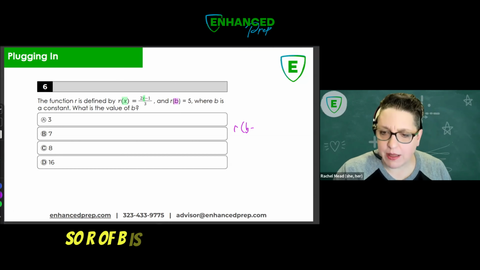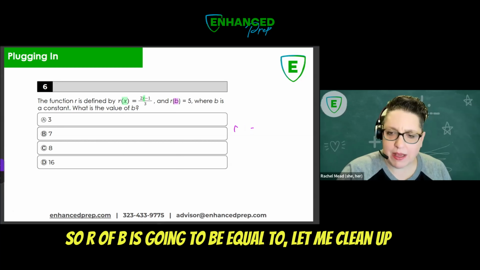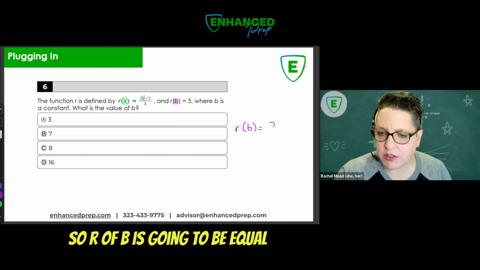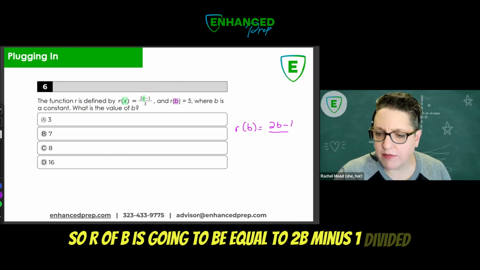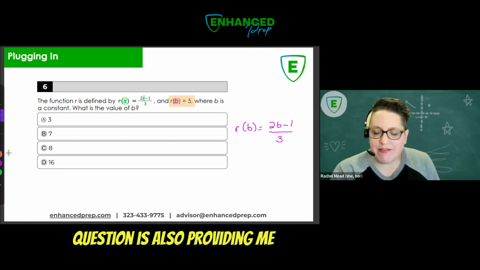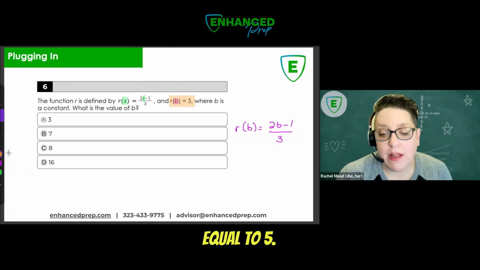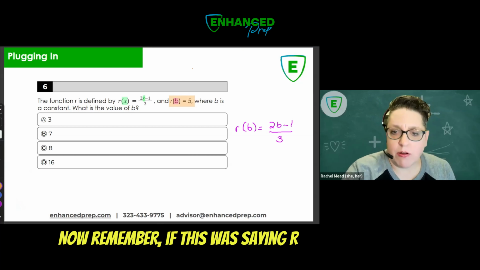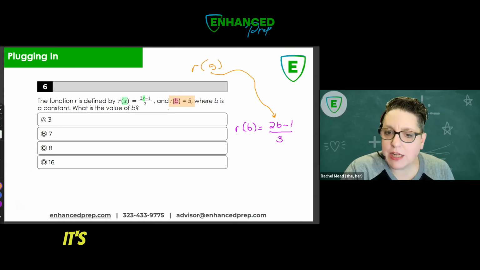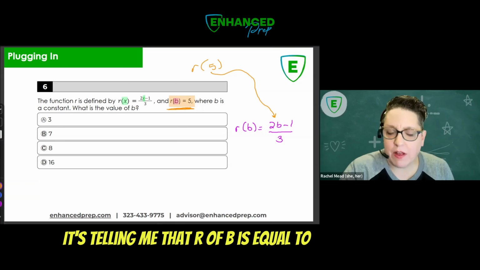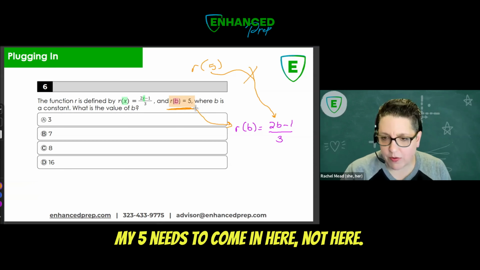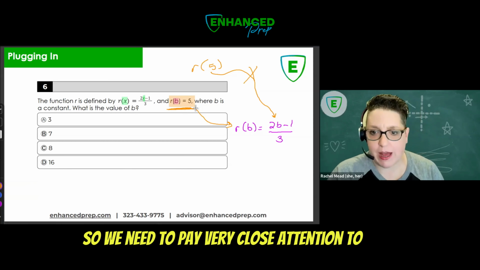R of B is going to be equal to 2B minus 1 divided by 3. Fantastic. Now my question is also providing me my value for R of B equal to 5. Now remember, if this was saying R of 5, then I would plug 5 in where my B is, but it's not. It's telling me that R of B is equal to 5, which means my 5 needs to come in here, not here. So we need to pay very close attention to that notation.